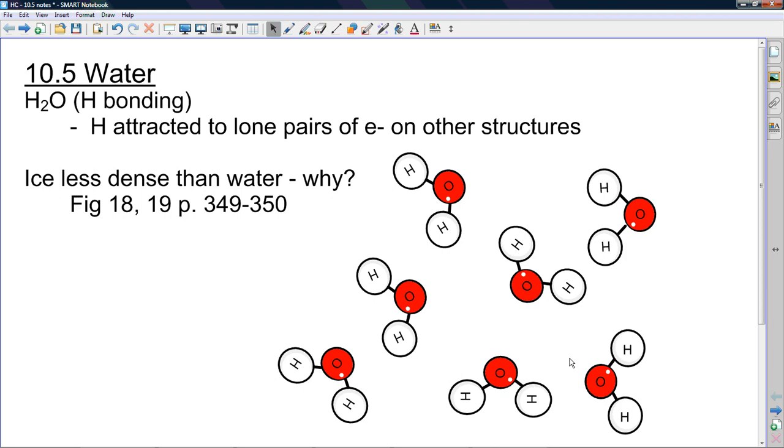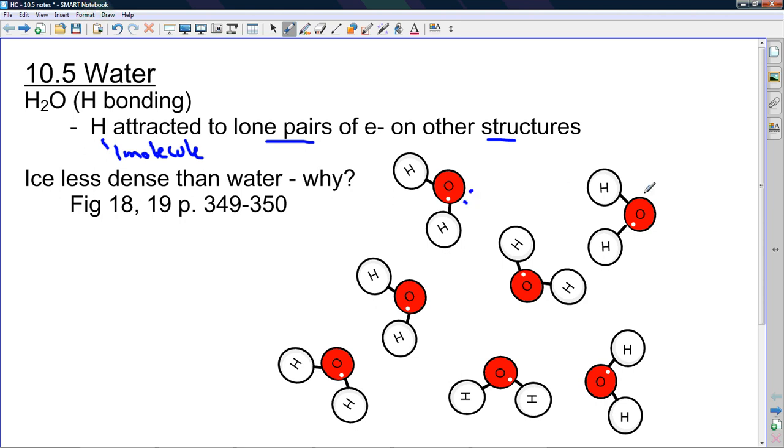Right off the bat, the number one thing about water and what makes it unique is what's called hydrogen bonding. Now you might think, okay, hydrogen bonds, it's the bond between oxygen and hydrogen. Well, in reality, it's not really the bond between the oxygens and hydrogens that we're talking about. It's really the hydrogens that are on one molecule that are attracted to lone pairs of electrons on other structures.